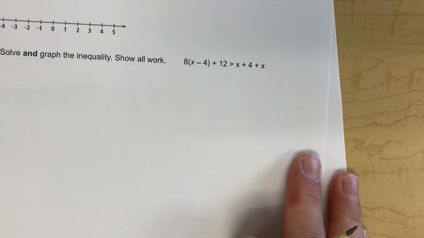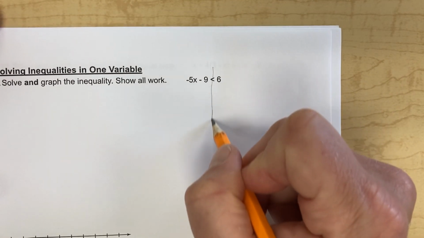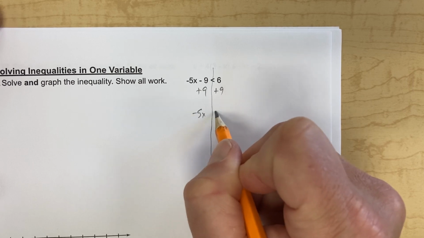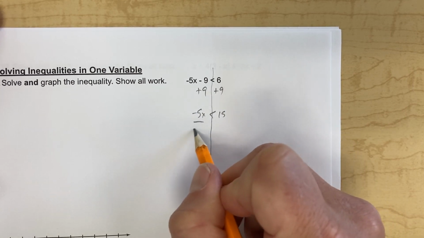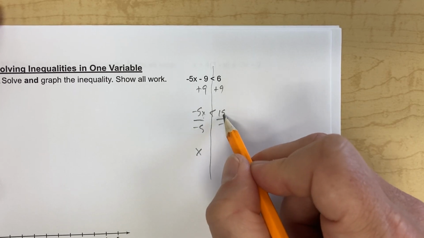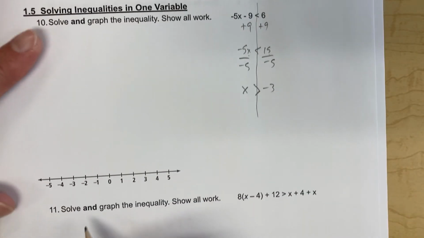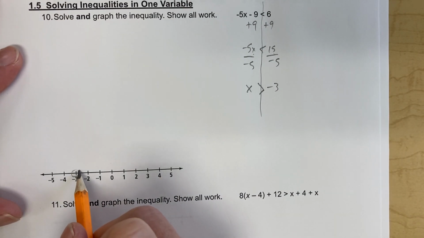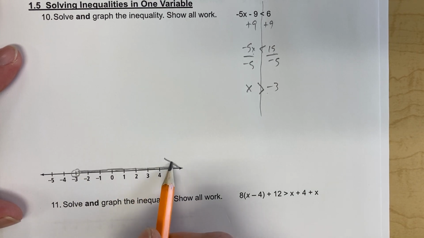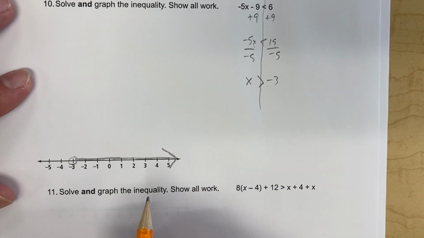All right, then we have the inequalities. I want to solve and graph this one. So I'm going to add 9. Add 9, negative 5x is less than 15. And then we're going to divide by negative 5. Because we're dividing by negative 5, that sign has to flip. And we're going to get x greater than negative 3. So we come over here, we're going to circle the negative 3. Numbers greater than are this way. And we're not equal to, so we don't fill it in. That's our answer right there.